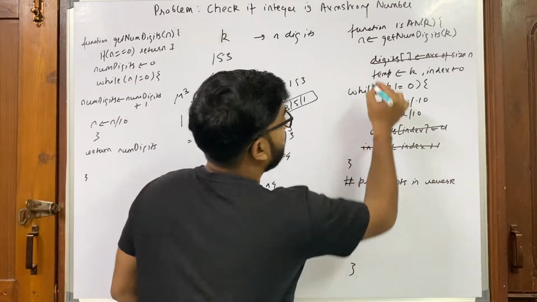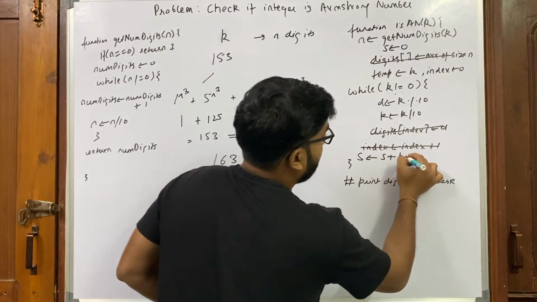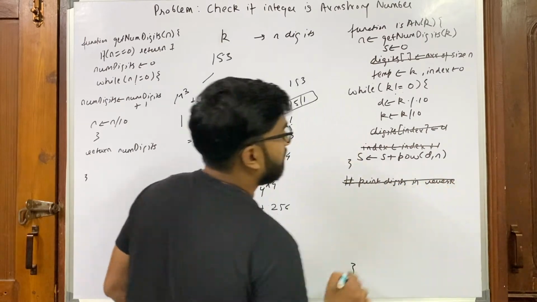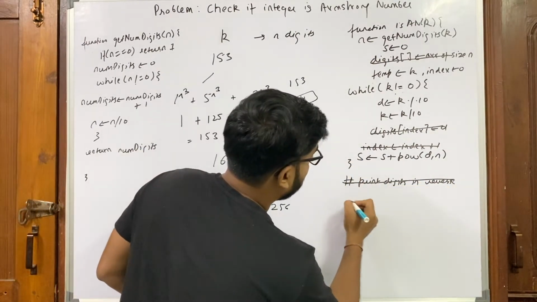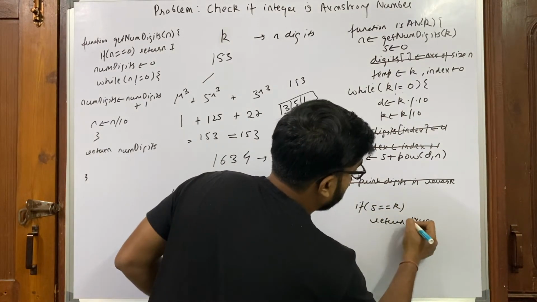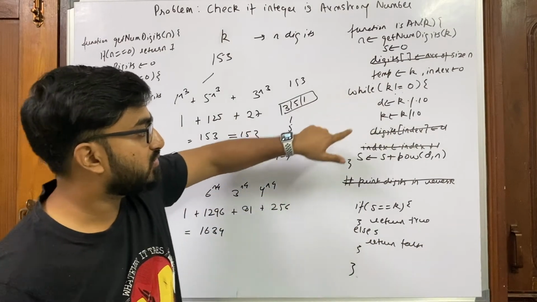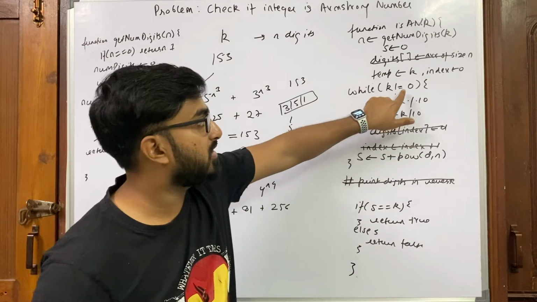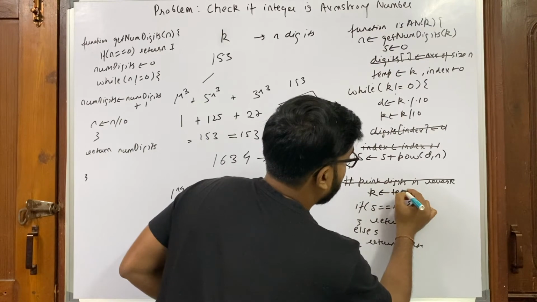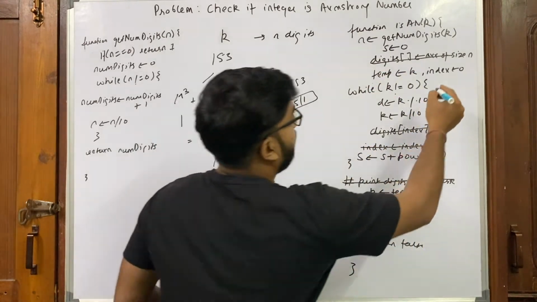I start with sum as 0, and I simply do sum is sum plus power of d to the power n. And this is something I don't need. I don't need to print digits. Then I simply check if s equal to k, return true, else return false. Also, k goes to 0 after this while loop ends because the stopping condition is when k goes to 0. So you set k back to temp because before the while loop starts, temp stores a copy of k. And you don't need this either.